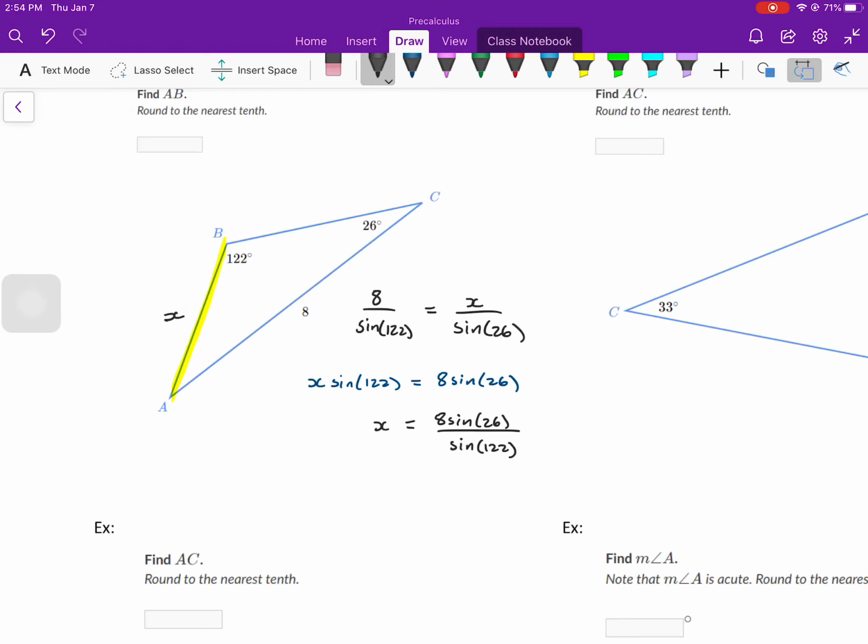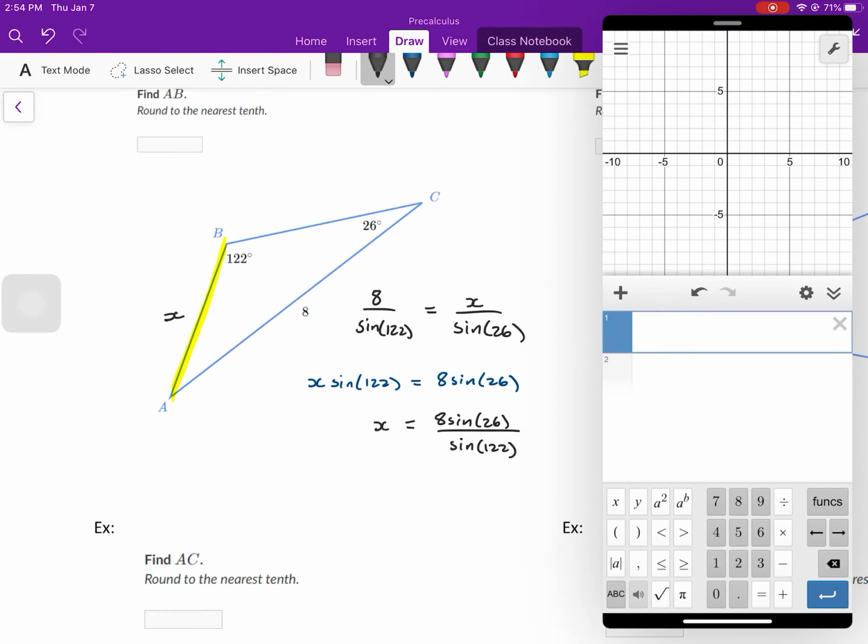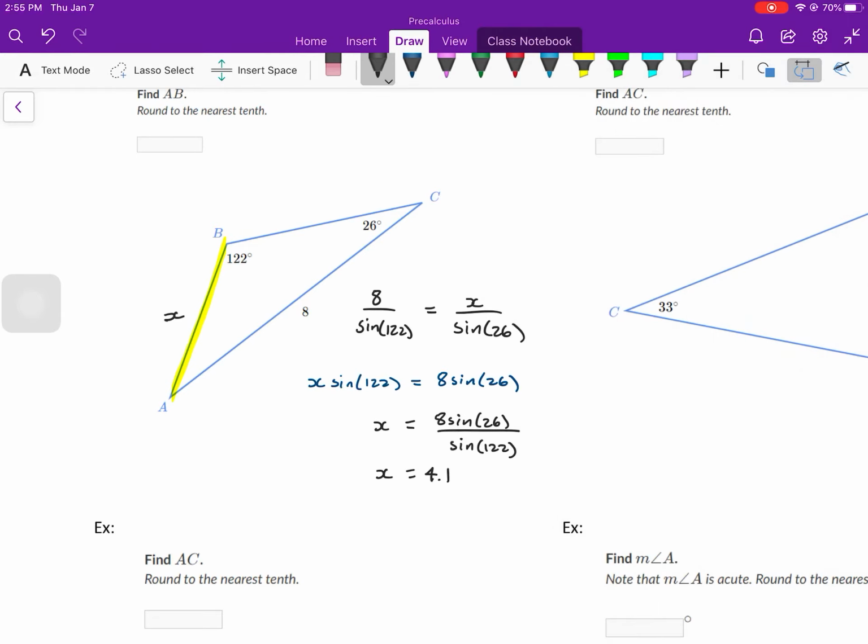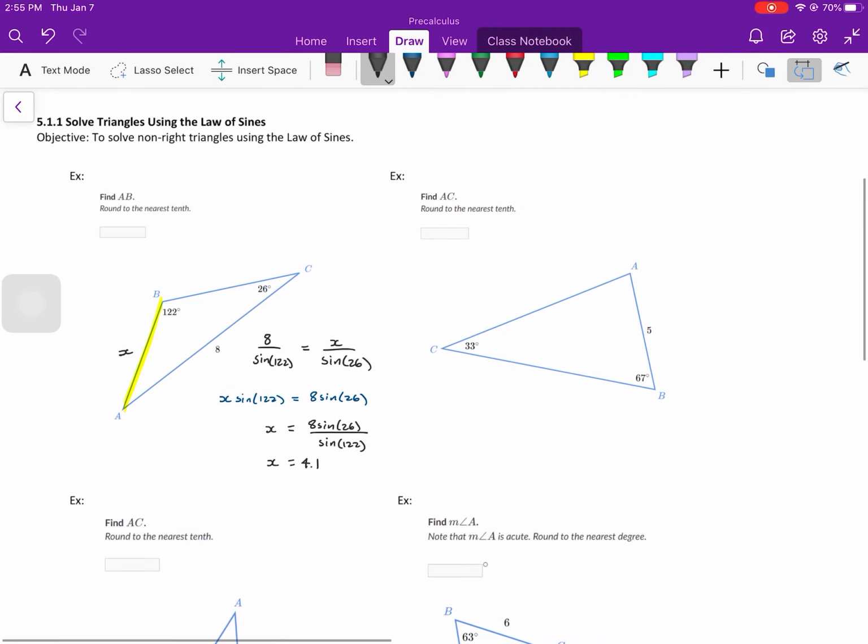I guess I should have shown that process, but I think you can fill in those blanks. Then you just put that in the calculator. Don't be simplifying 26 over 122 or any of that. You can't mess with it because it's in the trig function. And that's going to be 4.13. They want the nearest tenth, so 4.1. And there you have it. That's law of sines. Pretty simple.